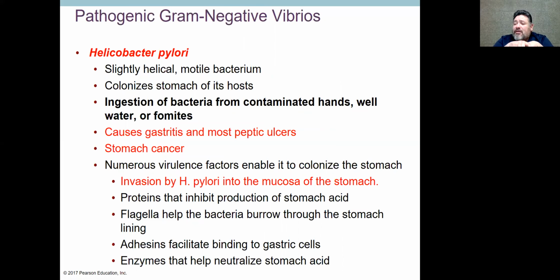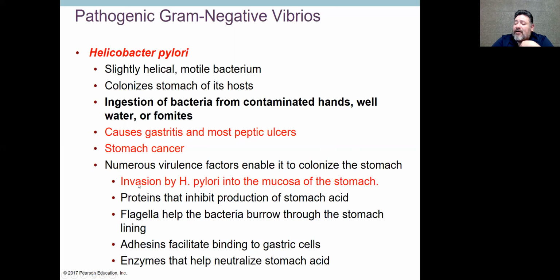Here's pylori. Why are we talking about Helicobacter pylori? Well, for one thing, we have deduced that it causes gastritis, it causes peptic ulcers, and we believe it causes stomach cancer. So that's important to know.